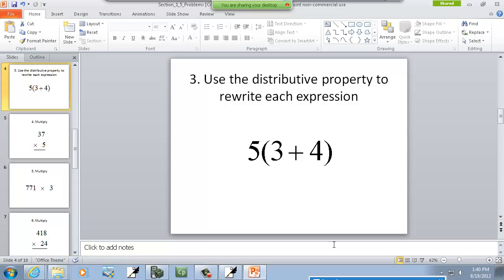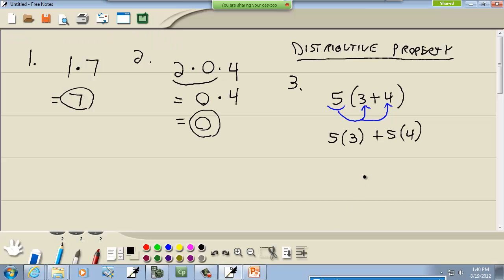Now, it looks like the instructions say use the distributive property to rewrite each expression. It's not saying simplify it. So that's our answer right there.